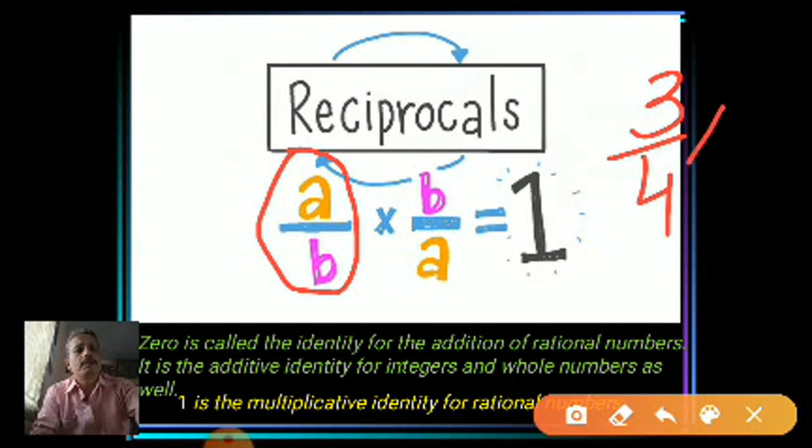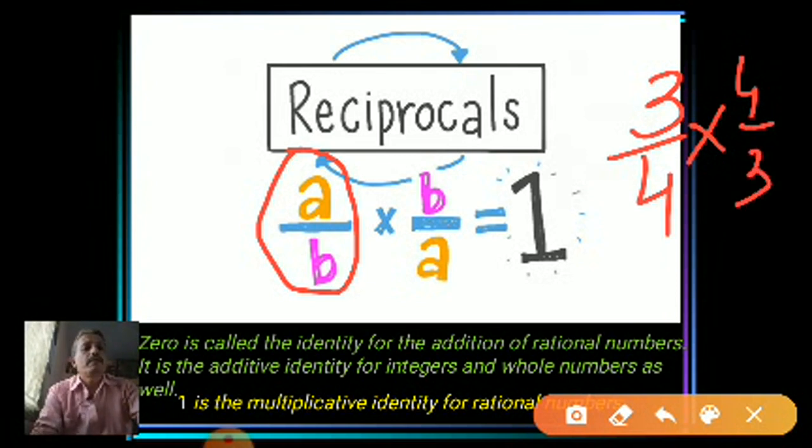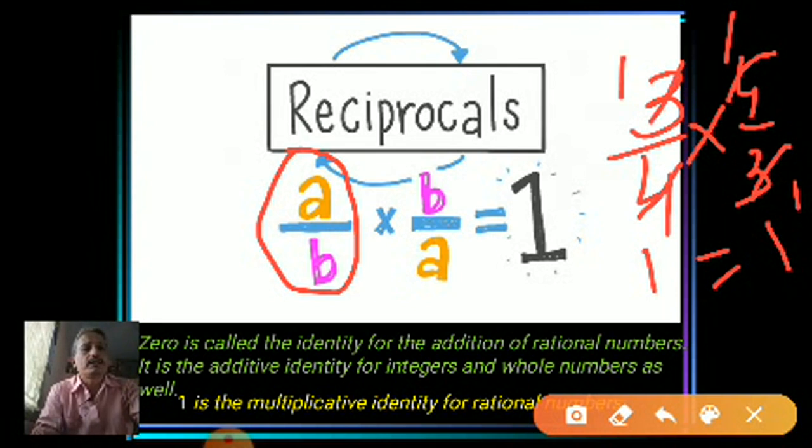So suppose we multiply. The reciprocal of 3 upon 4 is 4 upon 3. So whenever we multiply a reciprocal with a number, we will get the answer 1. How? Very easily. We know that in multiplication, numbers in the numerator and denominator can cancel. See, this way. 4 ones are 4, this 4 ones are 4. 3 ones are 3, 3 ones are 3.